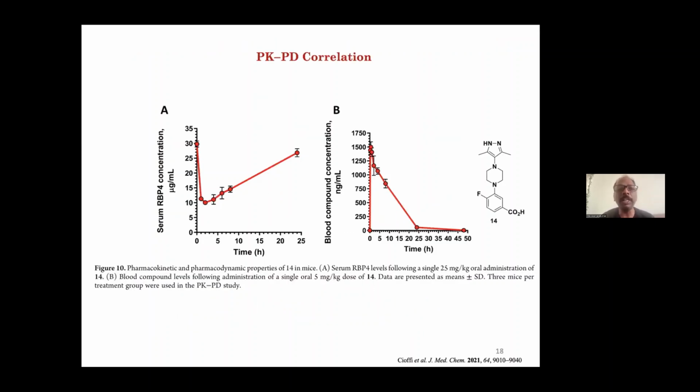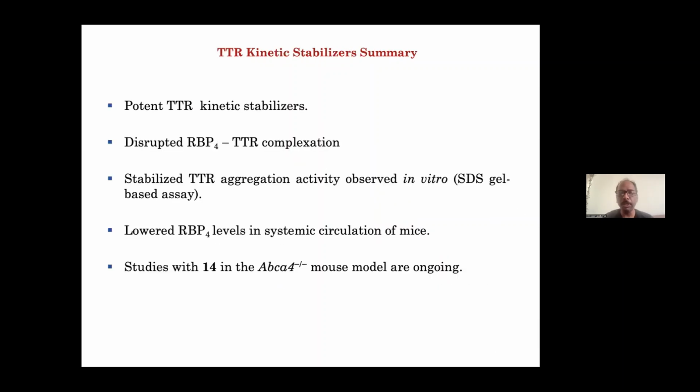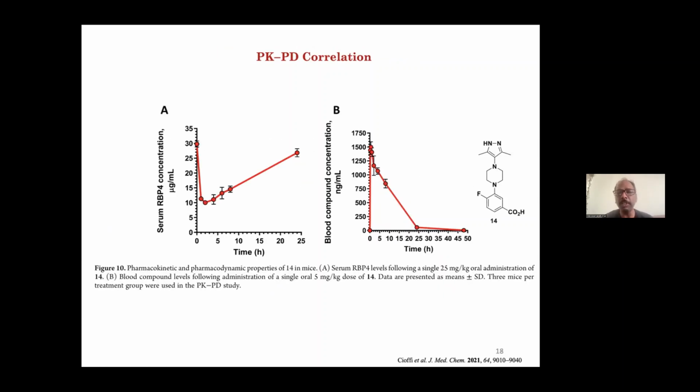So here we have done the PK-PD correlation. In the first graph A, at 2.5 hours, you can see there is a decrease in the serum RBP4 level concentration. At the same time period, around 2.5 hours, you can see the increase in the drug concentration. So there is a nice correlation observed. Whenever the drug concentration increases, the serum RBP4 level concentration decreases, which is exactly what we want to see, the exact PK-PD correlation.